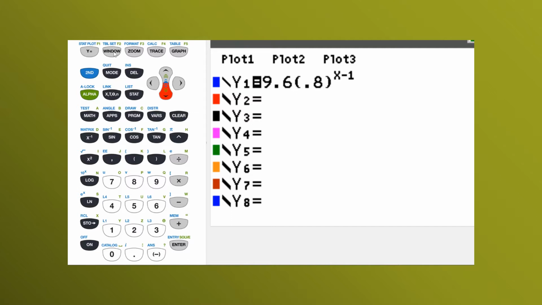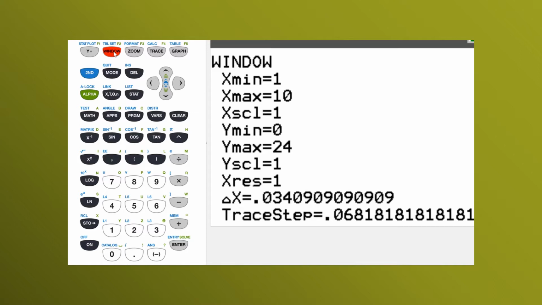Now, before I go and look at the graph, I'm going to make some adjustments in my window settings. Okay, let's see. X minimum, I've got that set right now at 1. I'm going to leave that there. 10 is my x maximum, my y minimum 0, I'm going to leave that there. And I'm going to change the y maximum to 12. That's because we're dropping this ball from 12 feet. And we know after the first bounce, it's at 9.6 feet. Let's take a look at our graph and see what it looks like if we've done this correctly.